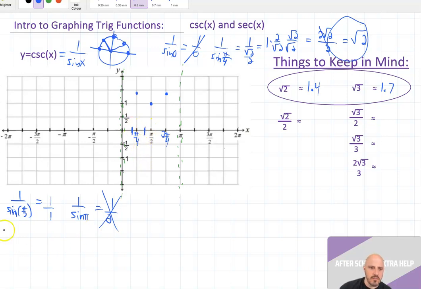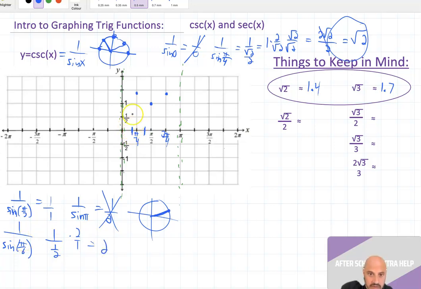All right, let's do one at a time. So 1 over the sine of pi over 6. All right, and maybe we'll draw a new unit circle over here. Let's see, pi over 6, 30 degrees over here. And what's our y value there? That's the shorter side. That's a half, right? So my y value at pi over 6 is a half, so I have 1 over a half. What happens? Flip, right? Times 2 over 1, I have 2. So at pi over 6, I'm at 2. Okay, where's that? That's about here.